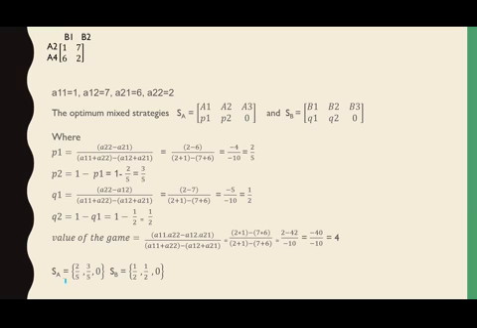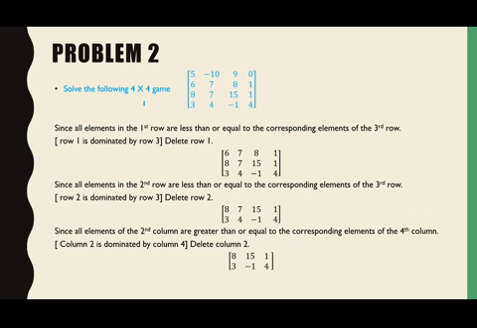Optimal strategy for A is A1 with 2 by 5 probability, A2 with 3 by 5 probability. Then optimal strategies for B: B1 with probability half, B2 with probability half. A3 and B3 strategies will not be used because they have probabilities 0. Okay, so this is one problem with respect to dominance property. We will take a second problem now, which is a 4 cross 4 game.